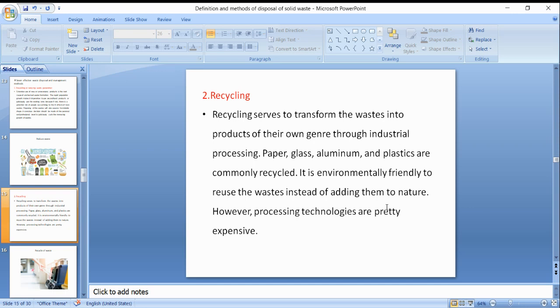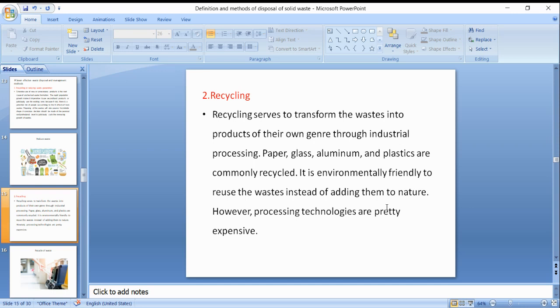Next comes recycling. So what are the major methods in disposal? Next comes recycling. Recycling serves to transform the waste into products of their own genre through industrial processing.